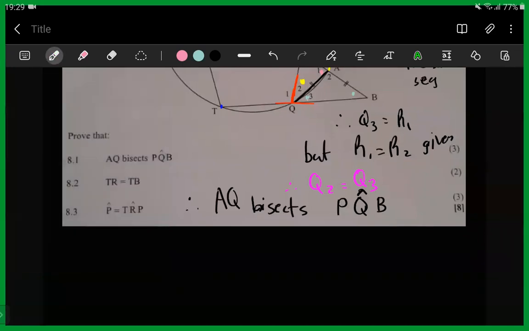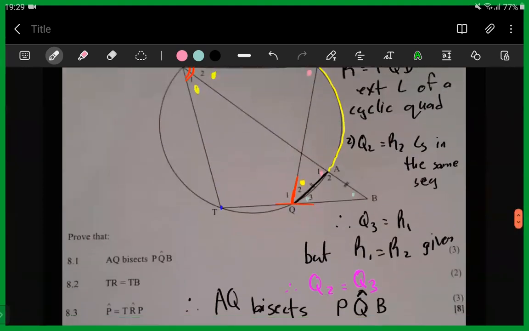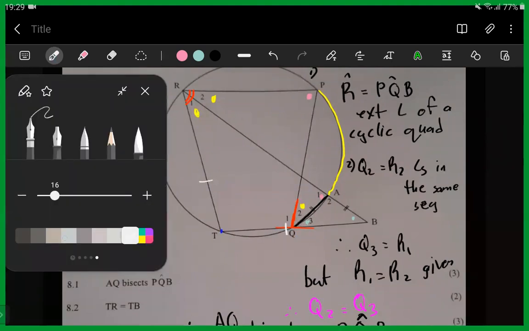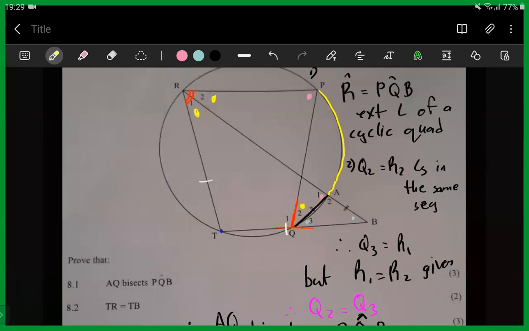So this is 8.2, right? They said here TR is equal to TB. We should prove that TR is equal to TB. Let's prove that this line is equal to this line, the RT, it's equal to this big one here. Fortunately, that's an isosceles triangle, right? We need to prove that, and we can do that by just showing that this angle is equal to that one.